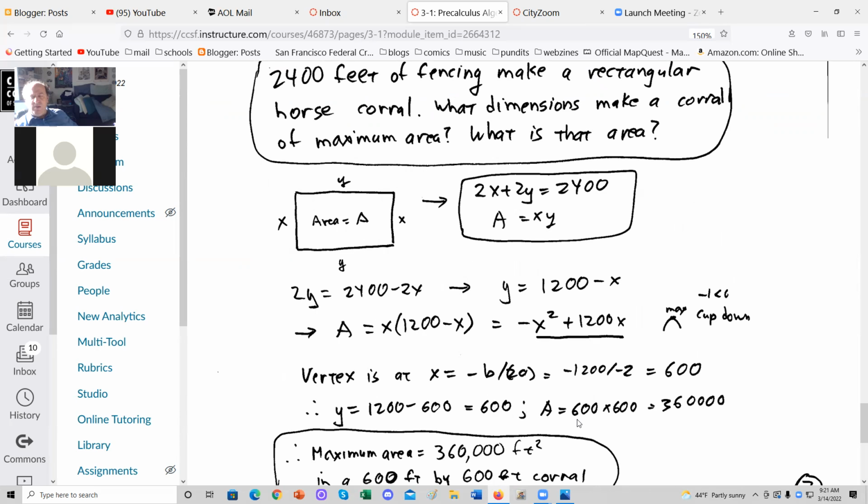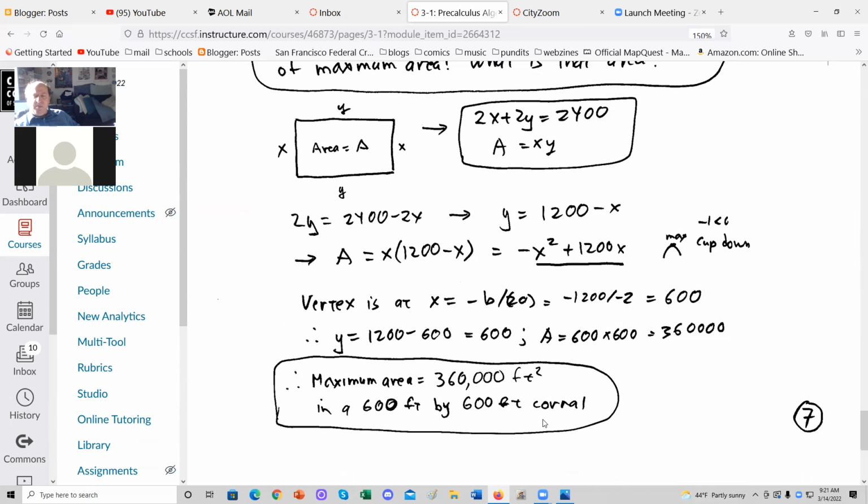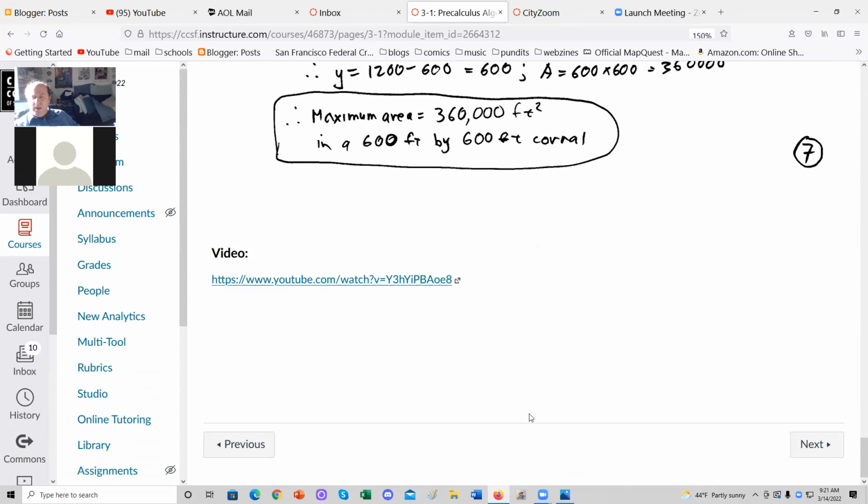So the area is 600 by 600, or 360,000. And incidentally, it's a square. So the most regular shaped thing is the one with the greatest area. So maximum area is 360,000 square feet, and a 600 by 600 foot corral. Okay.